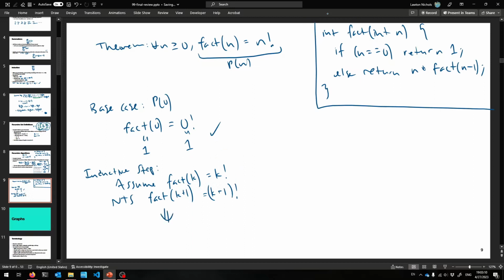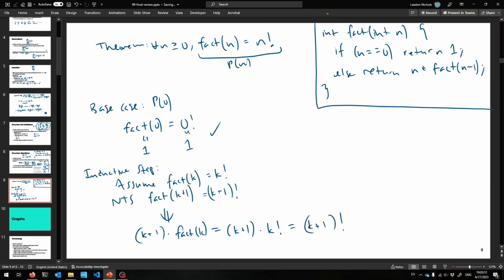So the question is, what does fact of k+1 do? It's going to return n times factorial of n minus 1, where n is k+1 right now. So it's going to return k+1 times the factorial of k. I have an inductive hypothesis dealing with factorial of k, so this gets translated into k+1 times factorial of k, which is assumed to be equal to, and give back, k factorial. This is k factorial with another k+1 at the front. That is equal to (k+1) factorial.